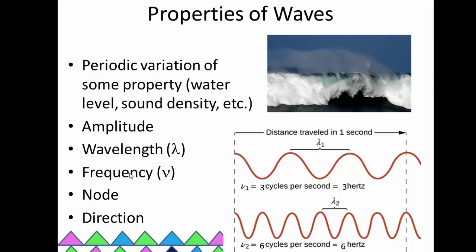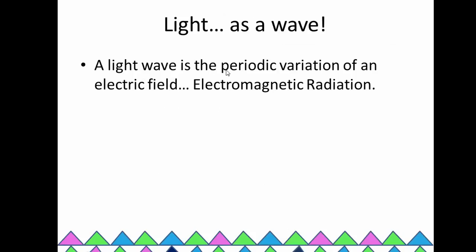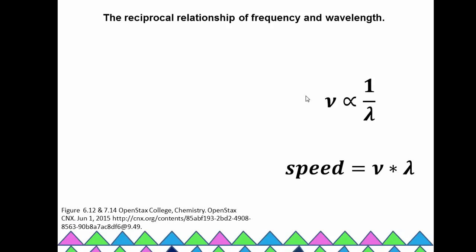Some other important properties of waves include nodes. Nodes are the number of times it crosses this zero axis. And direction. Waves, if they're not a standing wave, often have direction. They're moving somewhere. So our light might be traveling in a direction, our water is traveling in a specific direction, etc. A light wave is the periodic variation of an electric field. So we often refer to light as electromagnetic radiation. It's this variation of an electric field which we call light.